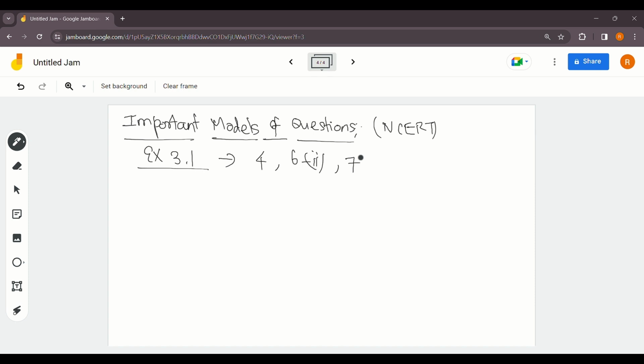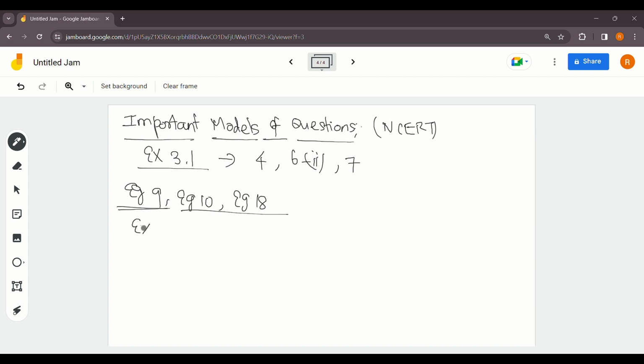Next we go to the 3.2 exercise. Before that, you can practice example 9. EG means example. Example 9 and also example 10. Example 8 is very important. Example 18. So all these questions in the examples you can practice.